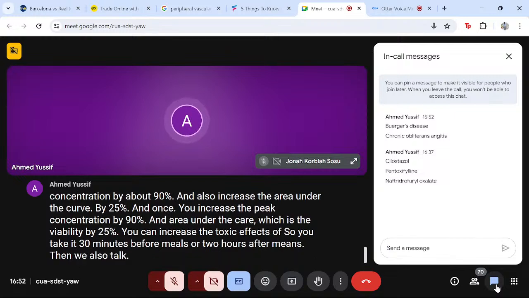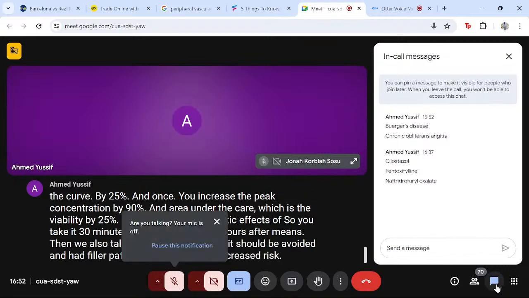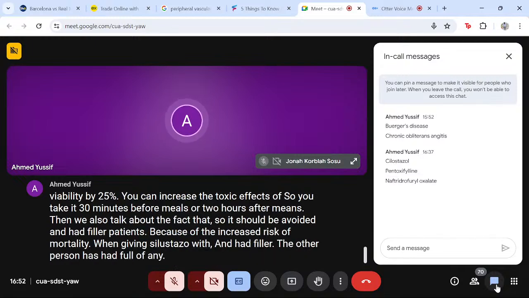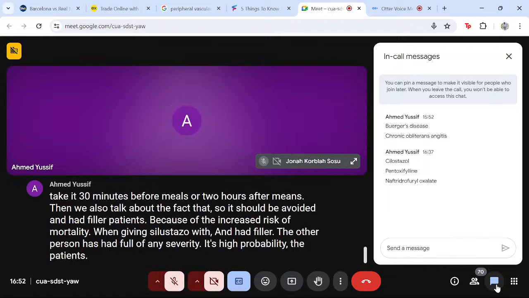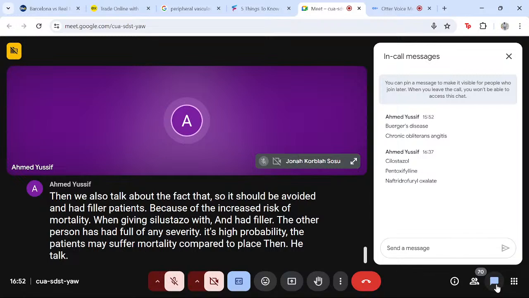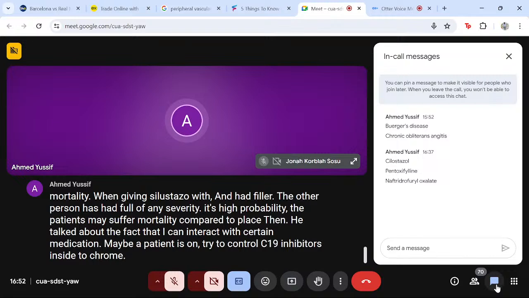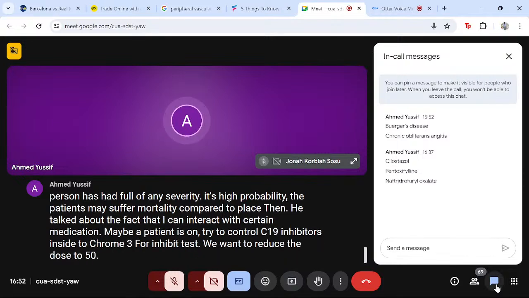Then we also talked about the fact that it should be avoided in heart failure patients because of the increased risk of mortality. If the patient has heart failure of any severity, there is a high probability the patient may suffer mortality compared to placebo. Then we talked about the fact that it can interact with certain medications. If the patient is on cytochrome 2C19 inhibitors and cytochrome 3A4 inhibitors, you want to reduce the dose to 50 milligram BD so that the side effects are also reduced.